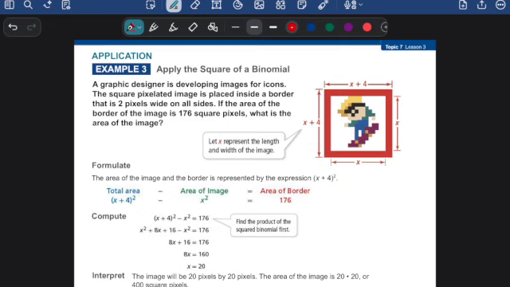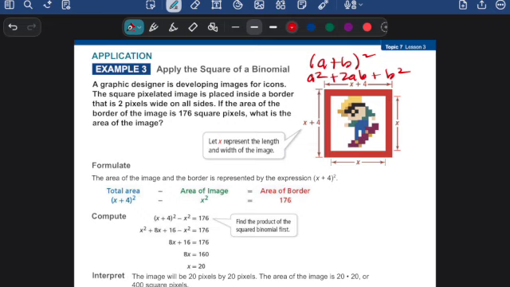Example 3, now we're going to apply the square of a binomial. The square of a binomial means if I take something, two terms, and I square it. Remember that's our first pattern too. What's the pattern? It's going to be a squared plus 2ab plus b squared.